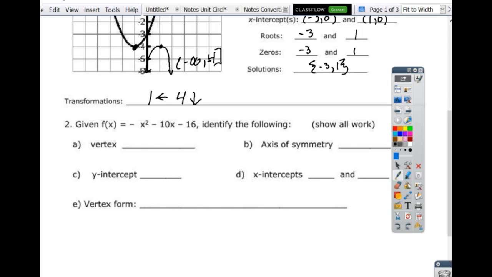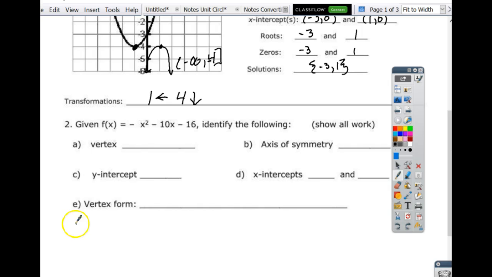Okay, so number 2 is standard form. So there's a couple things you get from standard form. First of all, how do I find the vertex? Because you can't find the vertex easily with standard form. So how do I find this?